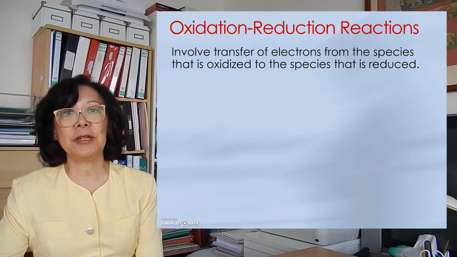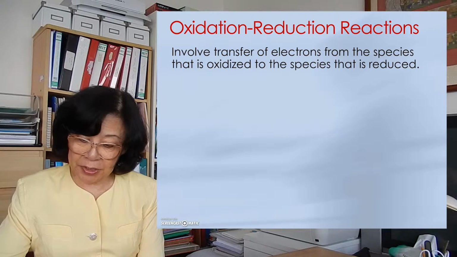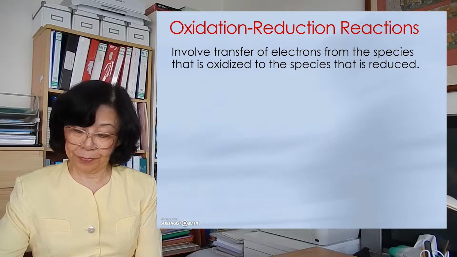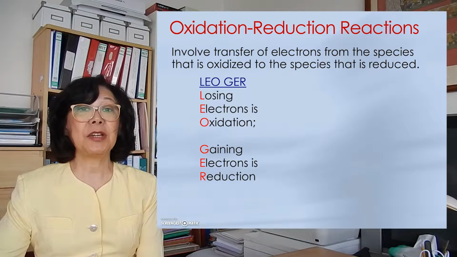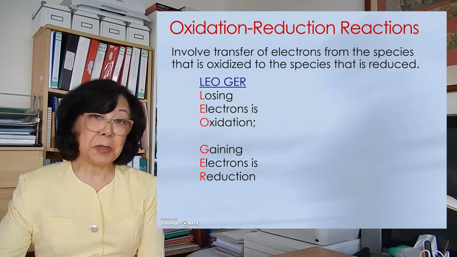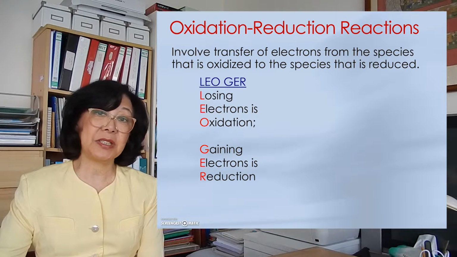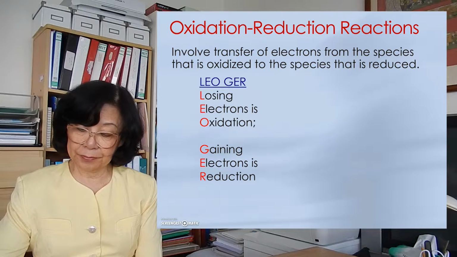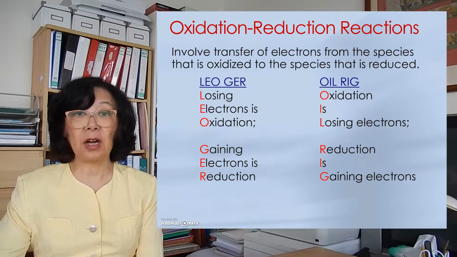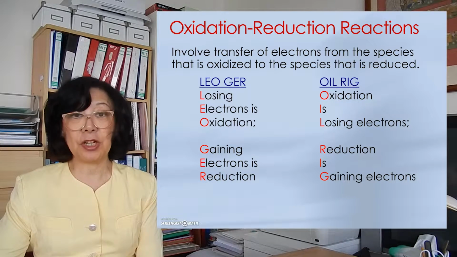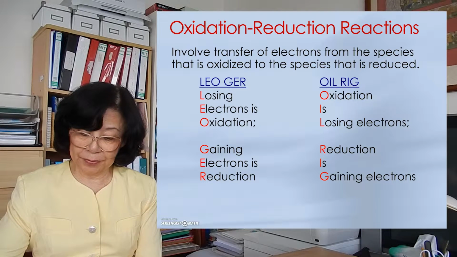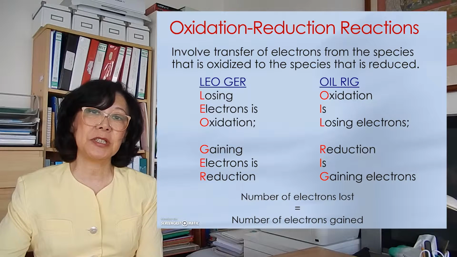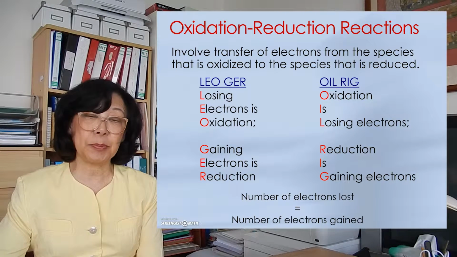So a redox reaction involves the transfer of electrons from the species oxidized to the species that's reduced. We like to learn by using the acronym LEO-GER, meaning losing electrons is oxidation and gaining electrons is reduction, or OIL RIG. Oxidation is losing electrons, reduction is gaining electrons. And one thing we must be aware of is that the number of electrons transferred, either lost or gained, must be equal.